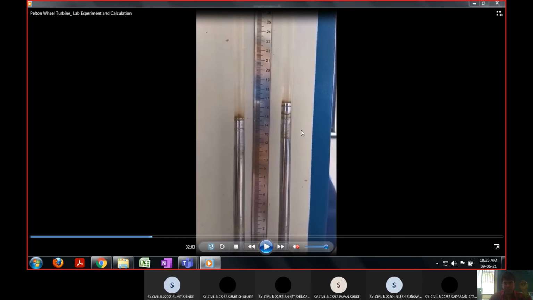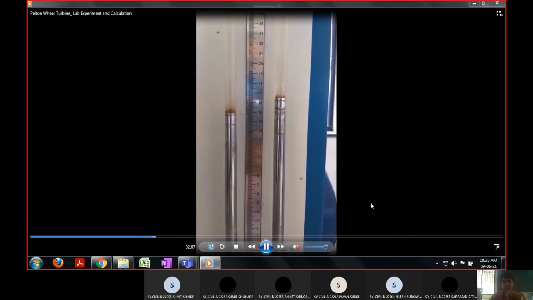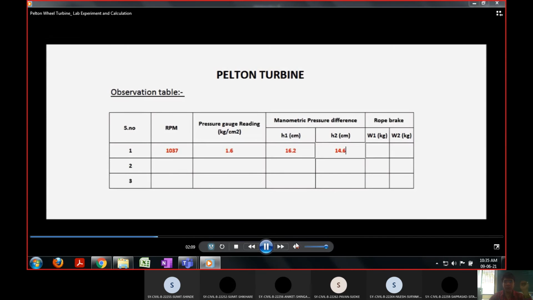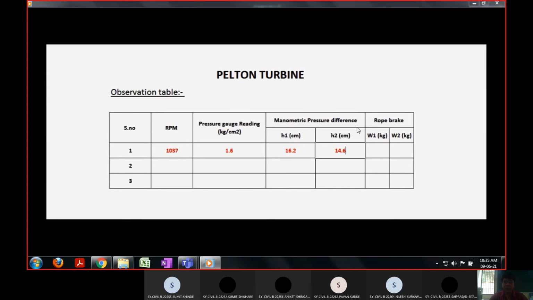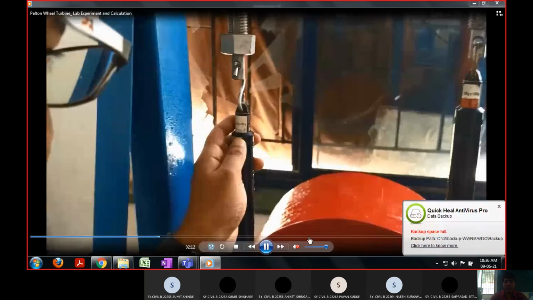In the left limb we have to take H1, in the right limb we have to take H2, and record them in the observation table. We are going to record the pressure gauge reading. For the first reading we have 1.6 kg per centimeter square. Then the manometric pressure difference: H1 is 16.2 centimeter, and H2 in the right limb of the U-tube differential manometer is 14.6.